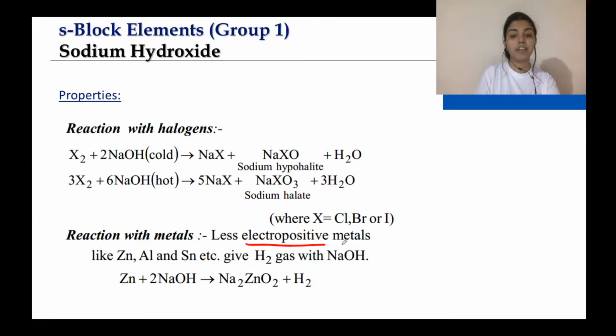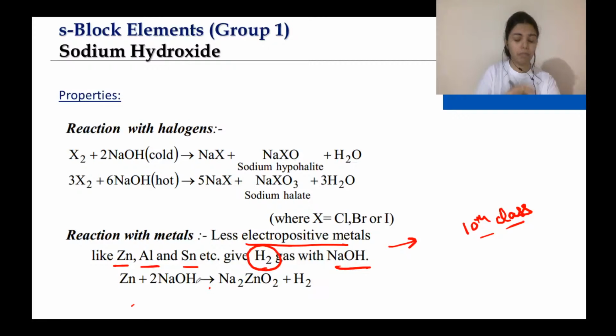Now next is reaction with metals. Less electropositive metals, for example zinc, aluminium, tin, liberate hydrogen gas on reaction with NaOH. This reaction we have also learnt in 10th class. So zinc plus NaOH will give you sodium zincate, and it will liberate hydrogen gas.